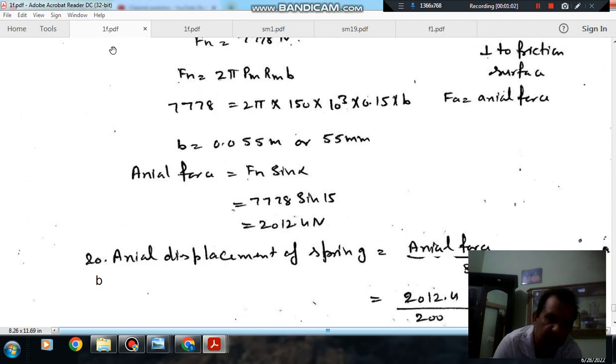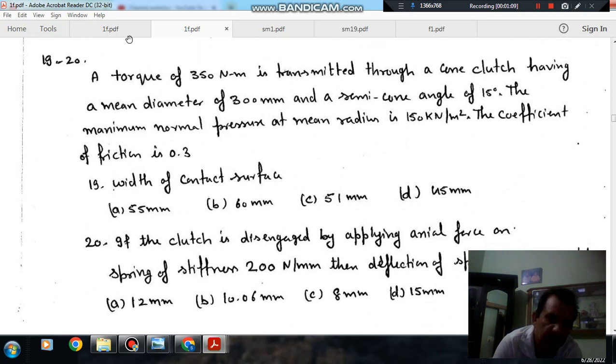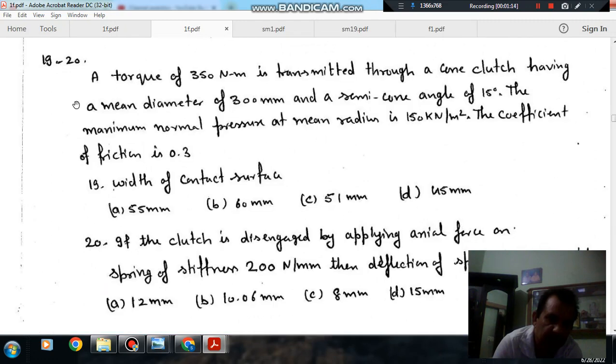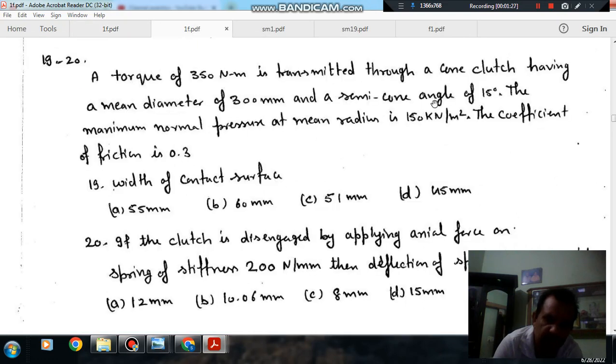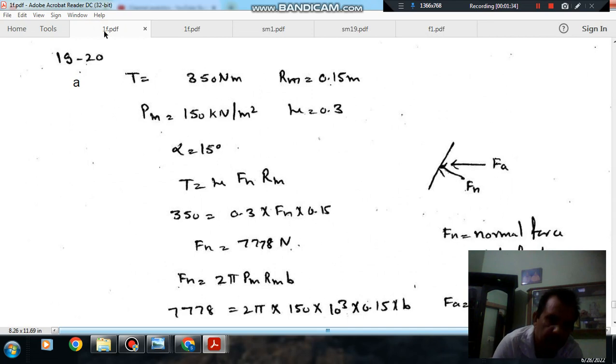So here the given data are: torque to be transmitted is 350 Newton meter, and the mean diameter is 300 mm. So mean radius is 0.15 meter. The maximum normal pressure at mean radius is 150 kilonewton per meter square, coefficient of friction is 0.3, and semi-cone angle is 15 degrees. So this is your semi-cone angle.